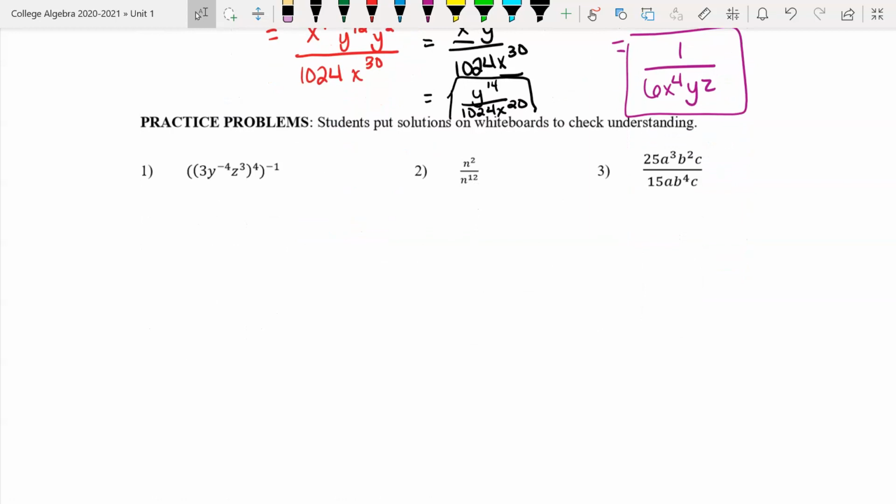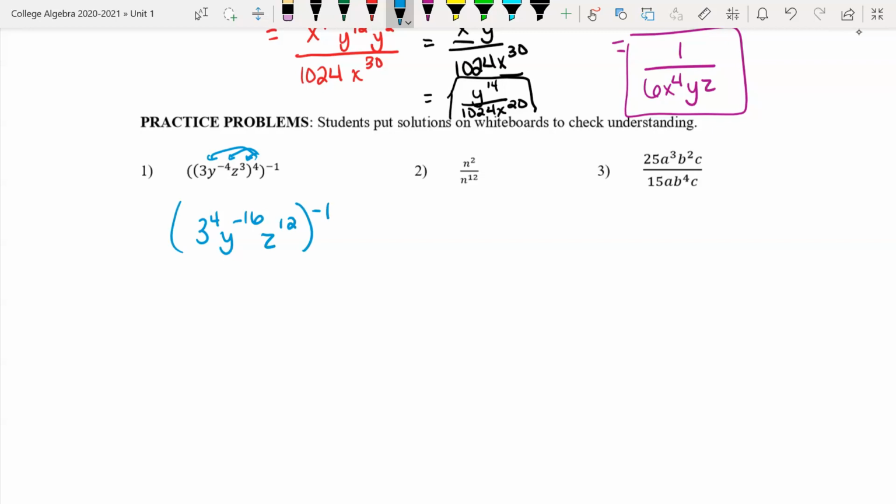So there are 3 problems here. We'll go over these as well. If I do this one, go ahead and do the 4th first. All right, so I have 3 to the 4th, y to the negative 16th, z to the 12th. Now that's all to the negative 1st.